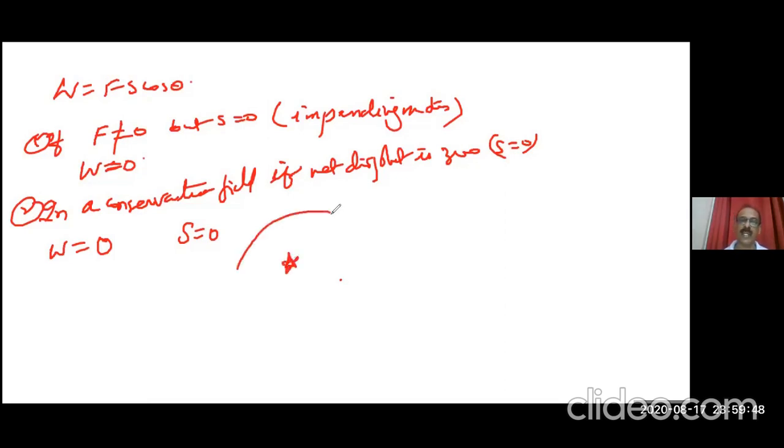Then this one. Planets move around the sun in an elliptical orbit. For its complete revolution, net displacement is 0. Then no work is done. For its complete revolution, net work done is 0.